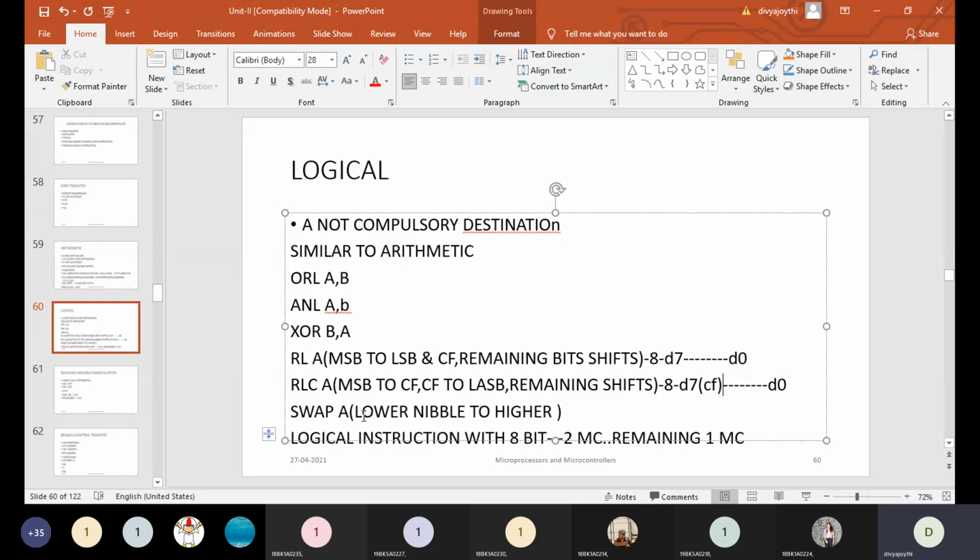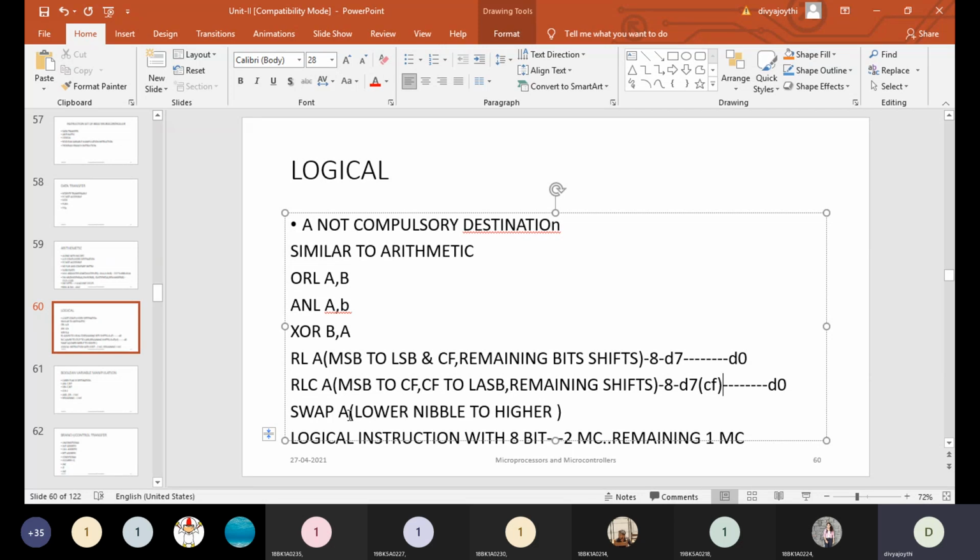Swap A. Generally when I say swap, here I have mentioned only one register. Generally when we say swap, one thing should be replaced with another. Say for example, A and B are there. Then the A value should be replaced with B and the B value should be replaced with A. That means I have to represent two registers. But here I represented only one register, that is the accumulator. I'm representing one register and asking the controller to perform the swap operation.